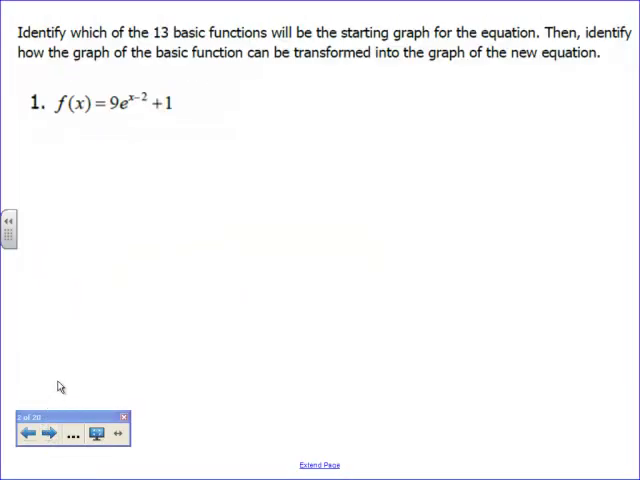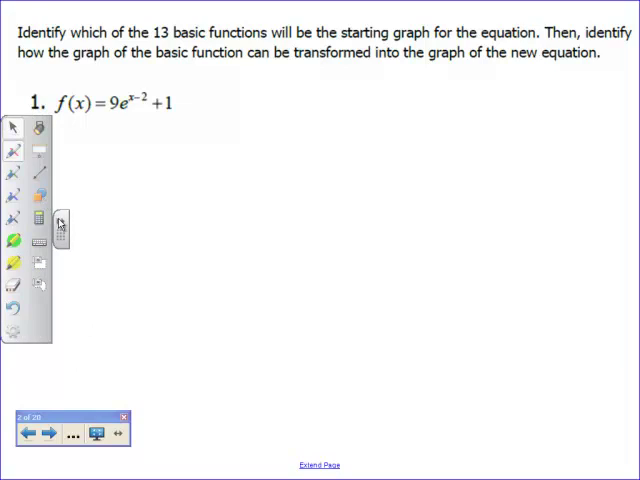Okay, to start, we're just going to start by looking at equations and remembering what the pieces are. So this is just putting it together. This is an absolute review, so if you feel like you know this very well, you can go ahead and skip ahead. So identify which of the 13 basic functions is the starting graph. Identify how it can be transformed into the graph of the new equation.